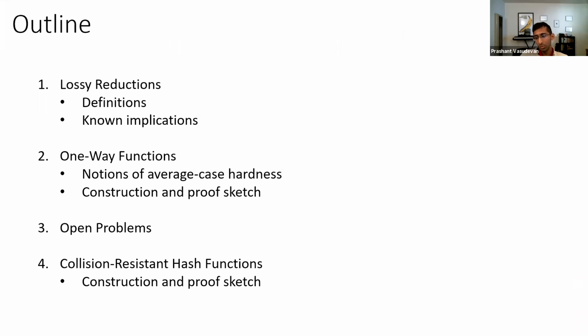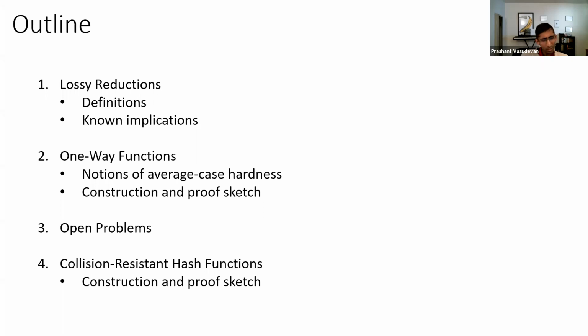This is how the talk is going to be. I'm going to start by telling you what these lossy or compressing reductions are, and what connections to cryptography are known about them so far. Then I'll tell you about how to get one-way functions using these things. This will involve discussing different kinds of average case hardness and how they relate to each other. After that, I'll tell you about some interesting open problems that come up from this study. And then if we have time, I will tell you about how to get collision resistant hash functions from different starting conditions.